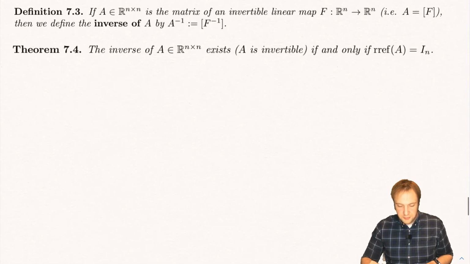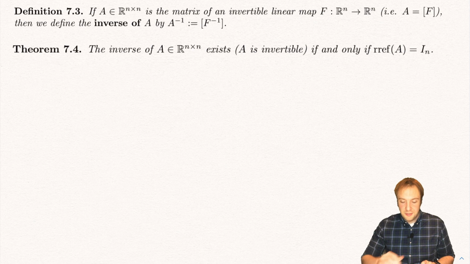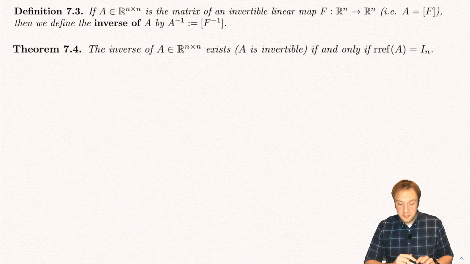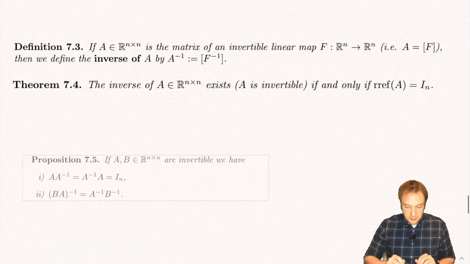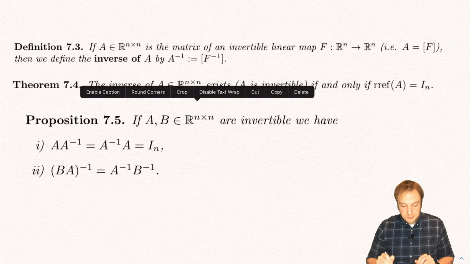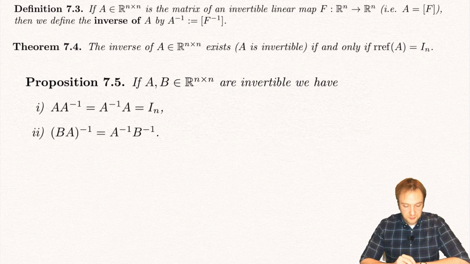So this is therefore an easy criteria to check if a matrix is invertible. And if you do this calculation, you actually also calculate the inverse. And there are also some properties of the inverse, which we will not prove, but which you can check by yourself following from the definition.